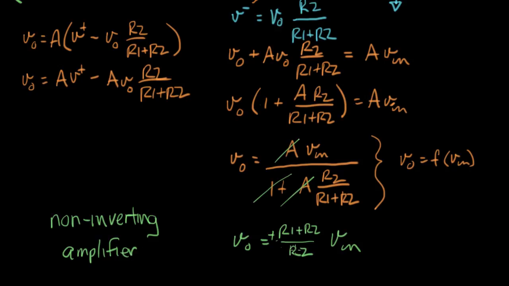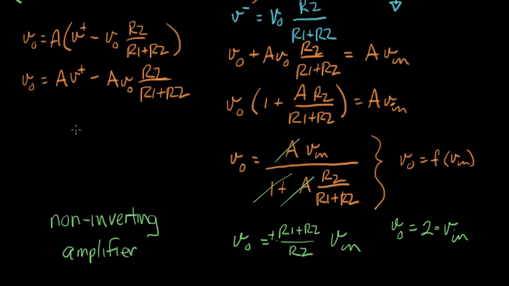So just to do a quick example, if R1 and R2 are the same, then we end up with an expression that looks like this. V out equals R1 plus R2, R plus R over R, which is equal to 2. So the gain is 2 times Vn.